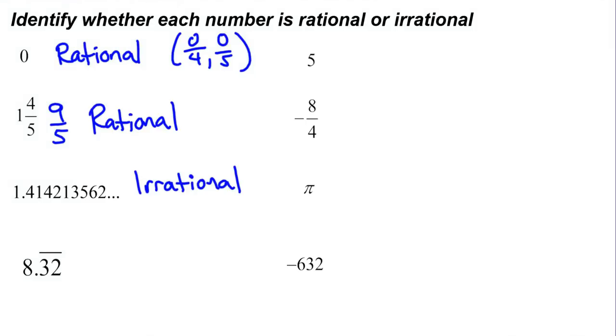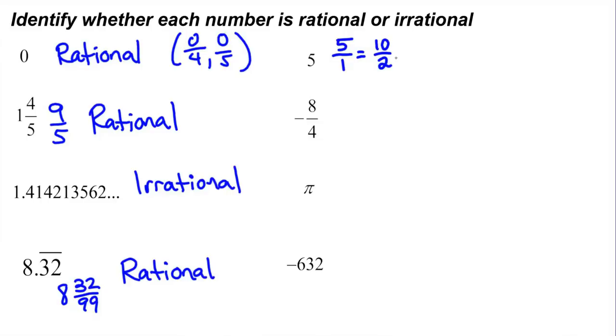8.32 repeating. This is a repeating decimal, so I could write this as 8 32/99. Once I can write that in fraction form, I know that that's rational. Up here, the number 5. 5 is a whole number. I could write that as a fraction. I could write that as 5 over 1. I could also write it as 10 halves, or I could write it as 15 thirds. These are all equivalent to 5, so they can be represented as a fraction. That's rational.